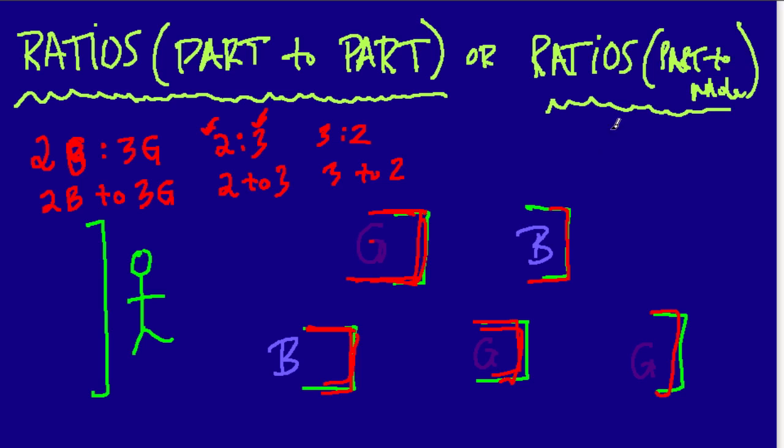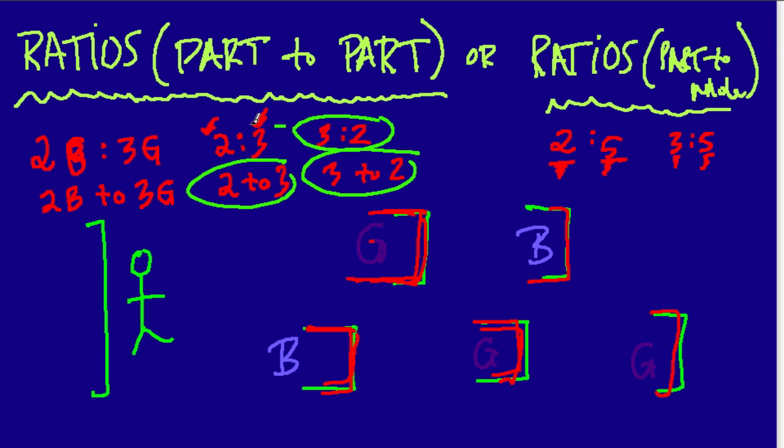Well, you could say there are 2 boys for every 5 kids in the class. That's a part-to-whole, because the boys are a part of the whole class, the 5 people in it. Or you can say there are 3 girls for every 5 people in the class. And when you're given a part-to-part, you should add the components to find the total number of people. But when you're given a part-to-whole, the total is given right here.